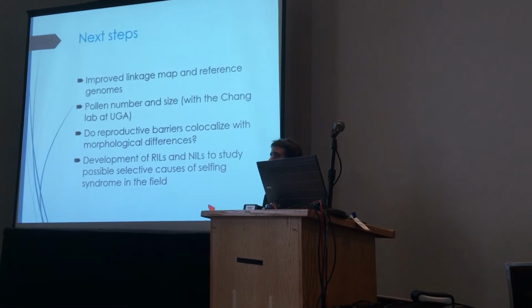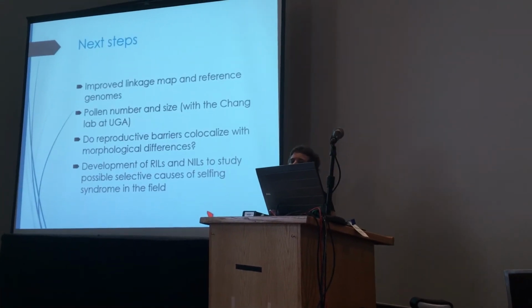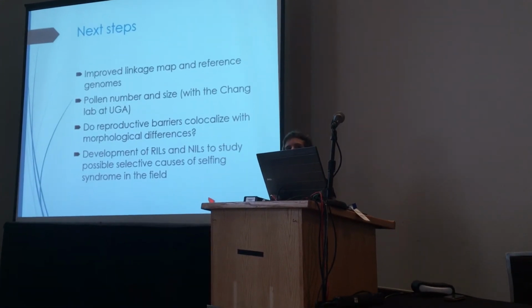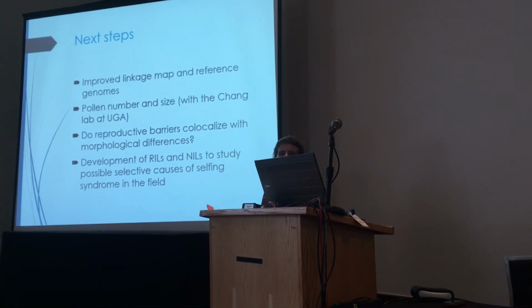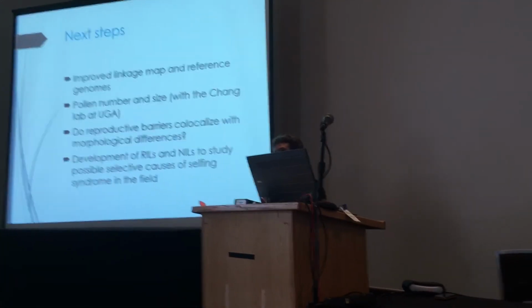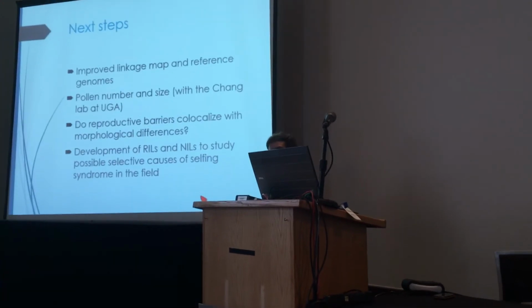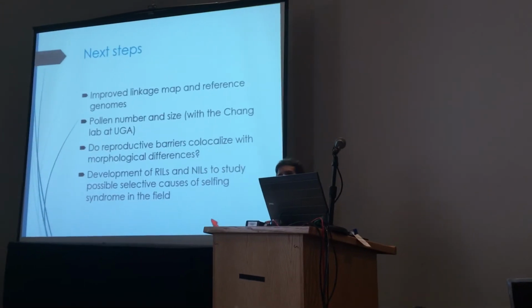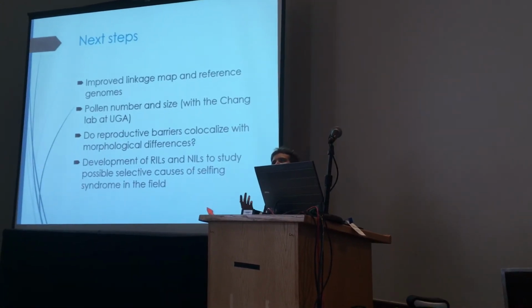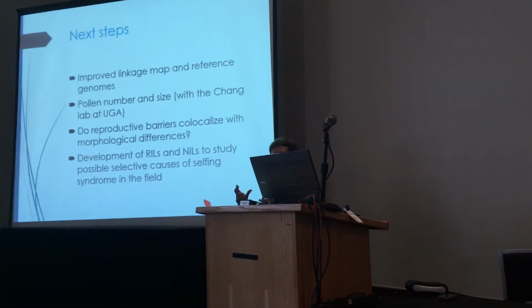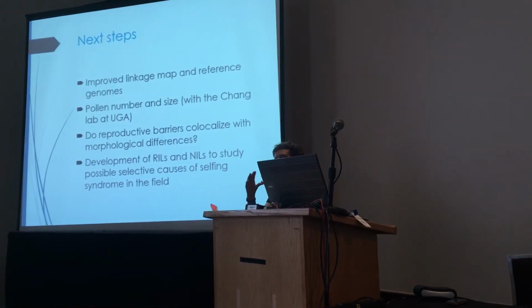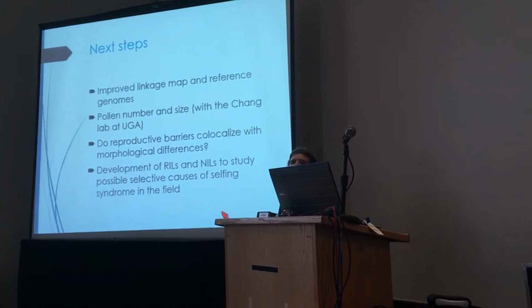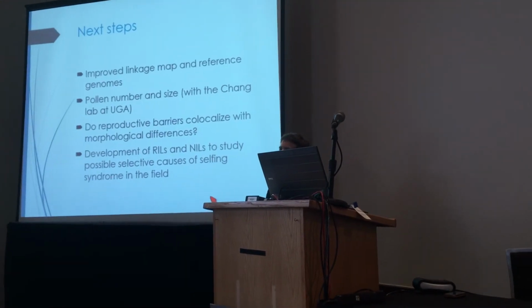So, next things we're going to be working on, we're going to be improving our linkage map and our reference genomes. We've got some more sequencing coming down the pipeline. You can make many small pollen or few big pollen, but you can actually make many big pollen or few small pollen. So we'll be getting, hopefully, QTL maps for those traits pretty soon.